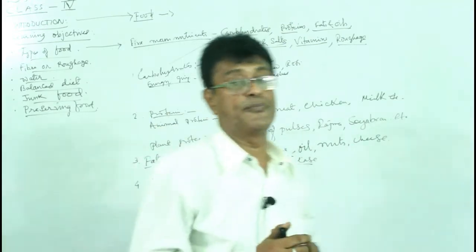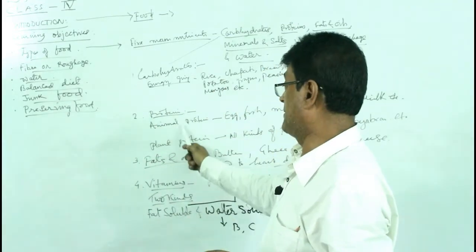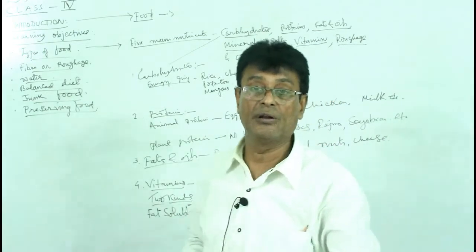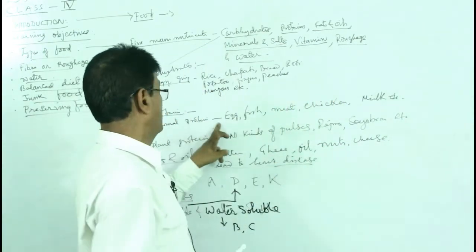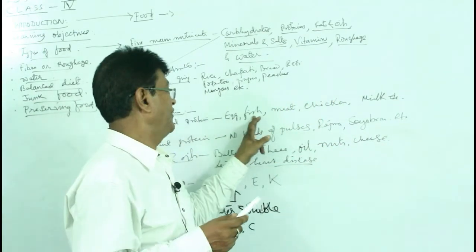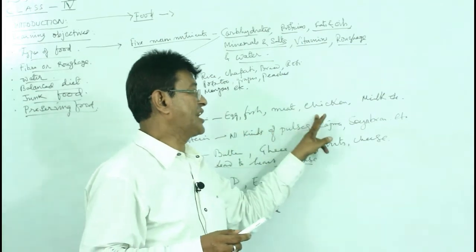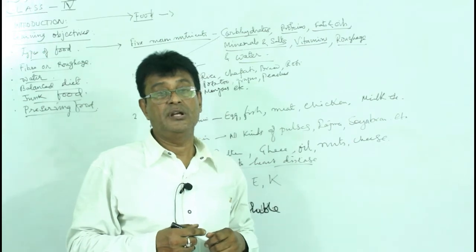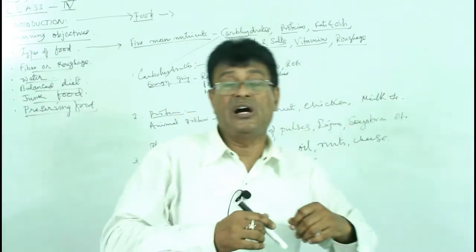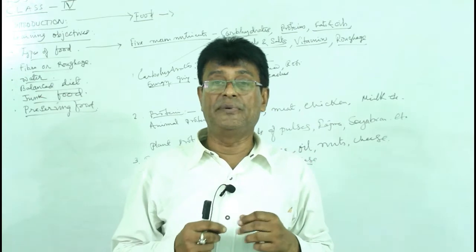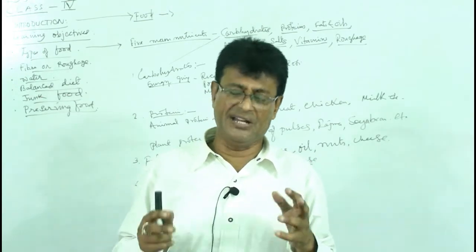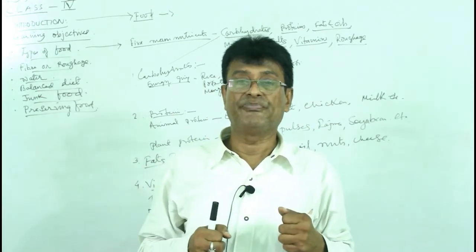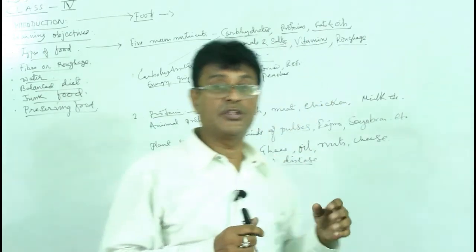There are 2 kinds of protein that we get: animal protein and plant protein. Animal protein is the protein which we get from egg, fish, meat, chicken, milk, etc. Animal proteins are a little bit harder and tougher to digest, but they are digested. So those are animal proteins.